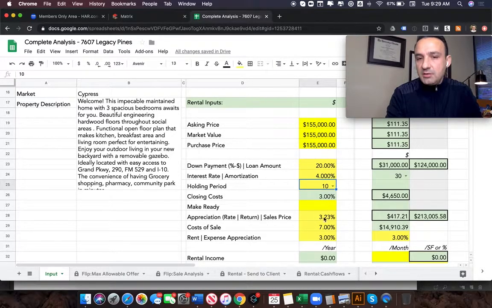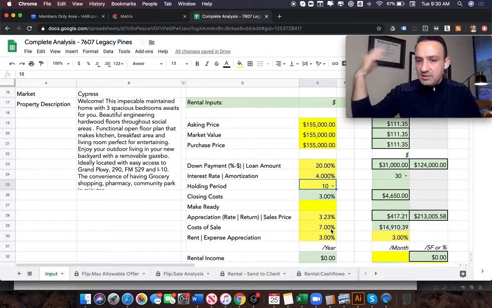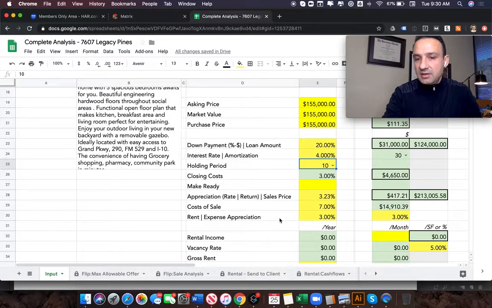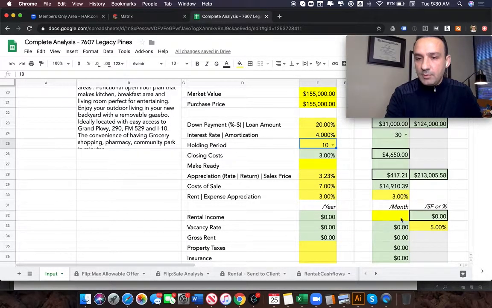The appreciation rate that we're assuming is 3.23%. That's essentially inflation. In the market that we're looking at, the appreciation rate has been far higher than 3%, but we like to be conservative. And we're assuming a cost of sale of 7%, so commissions and title policy whenever we sell it. And also we're assuming that the rents and expenses both go up at 3% per year.